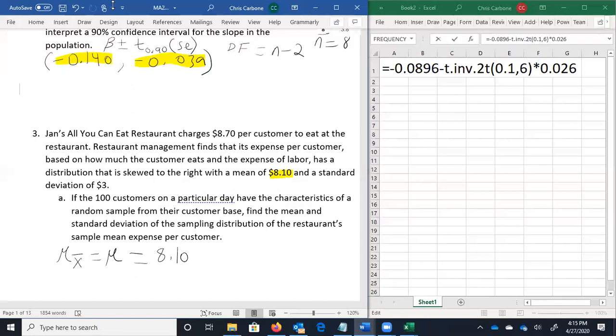The standard deviation of the sampling distribution takes the population standard deviation and divides by the square root of the sample size. And this actually gives a nice number, right? Population standard deviation is $3 divided by the square root of 100. Square root of 100, you technically don't even need a calculator for that. That just makes 10. This will give us a standard deviation of 0.3, or 30 cents, I guess is the way I should say it.